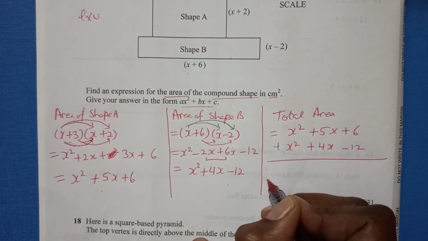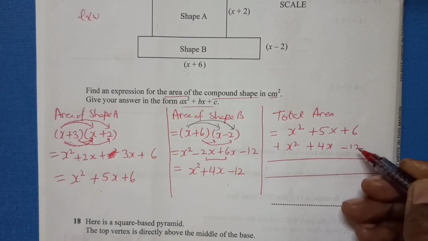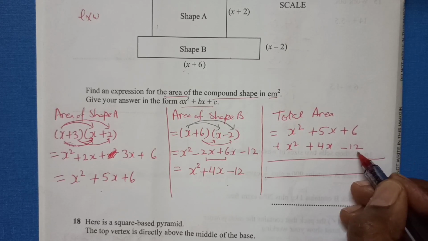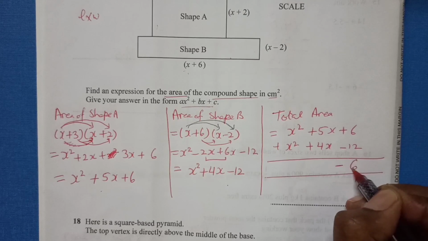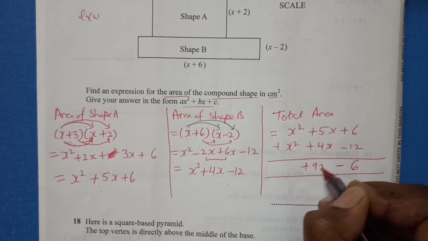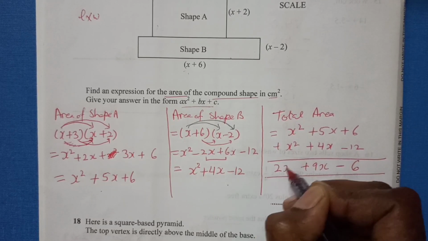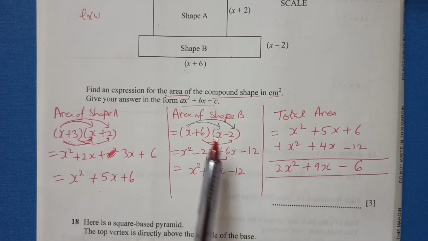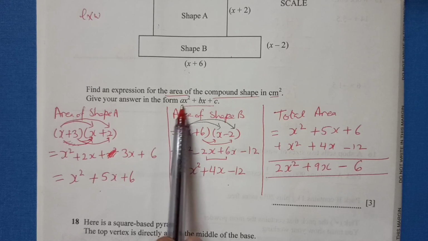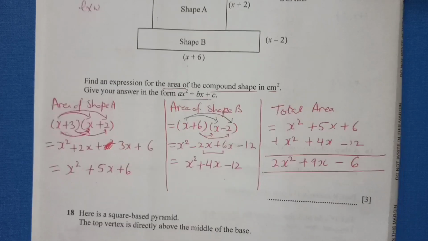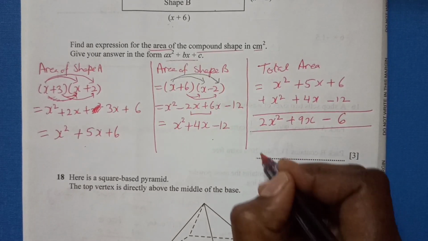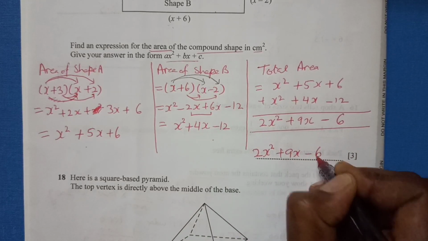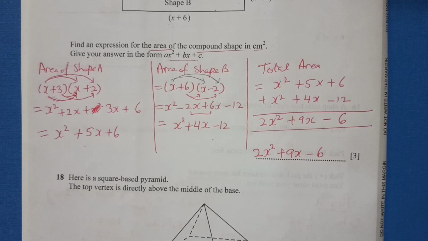So when you add this, this is 6 and positive 6 and negative 12, it will be negative 6. 5 plus 4, it is 9x, x plus x, it is 2x squared. So this is the final answer, and you can see the answer is in the form ax squared plus bx plus c. So this we are going to write down in the blank space here. So this is the area of the compound shape.